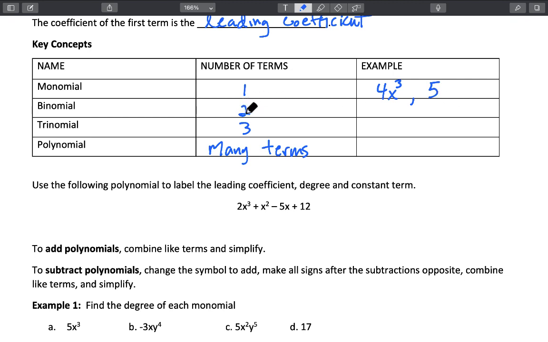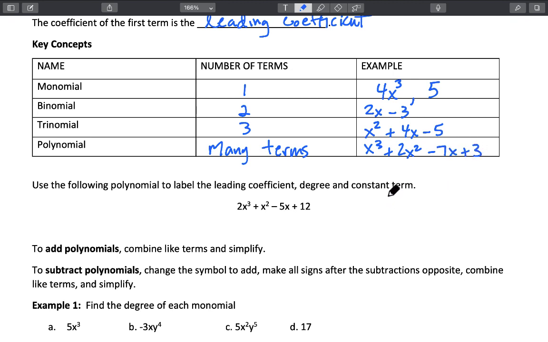A binomial has two terms. Terms are separated by addition and subtraction signs. So an example of a binomial might be 2x minus 3. A trinomial now has three terms, and therefore there's going to be three separate terms that are separated by addition and subtraction signs. So an example here might be something like x squared plus 4x minus 5. And finally, a polynomial is anything with four or more terms. So here's an example, x cubed plus 2x squared minus 7x plus 3.